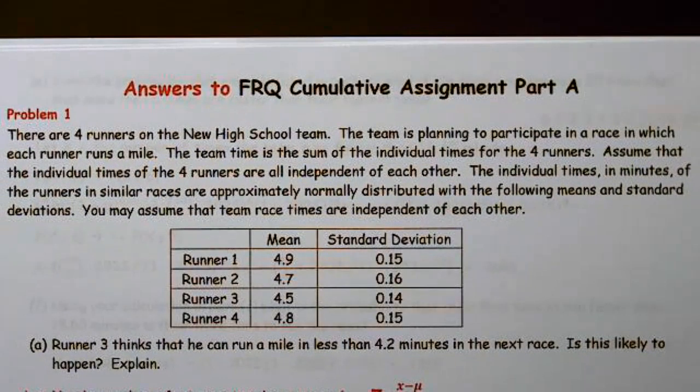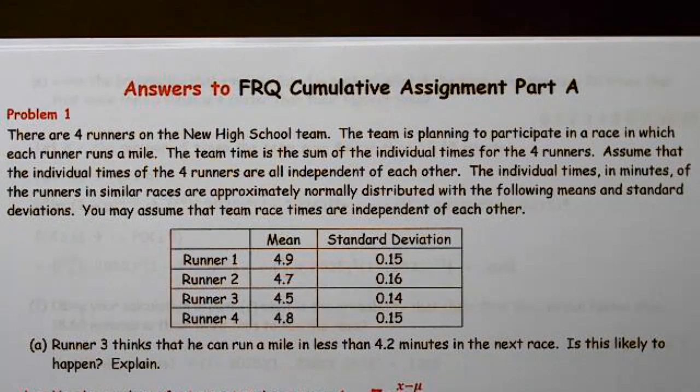All right, so this is answers to FRQ cumulative assignment part A. This is for problem 1. There are 4 runners on the new high school team. The team is planning to participate in a race in which each runner runs a mile.